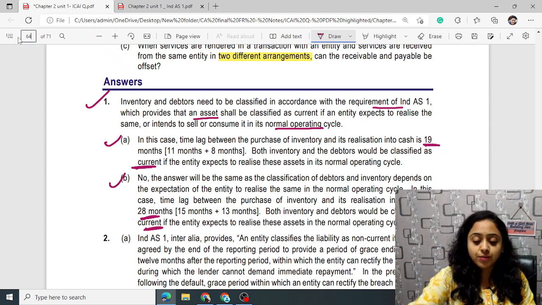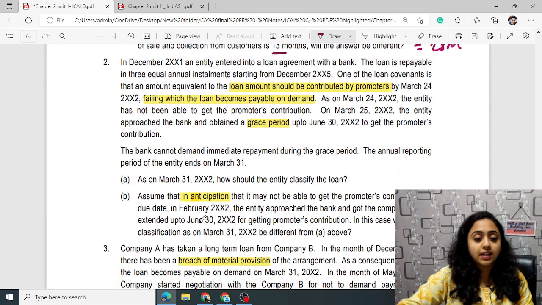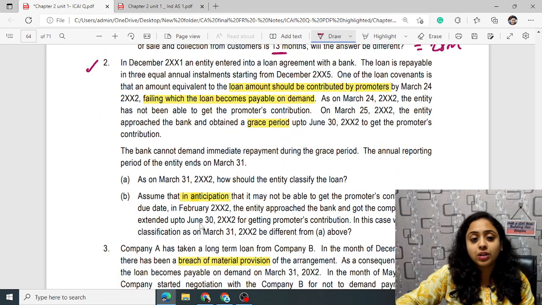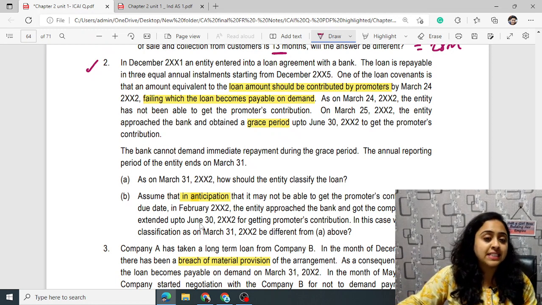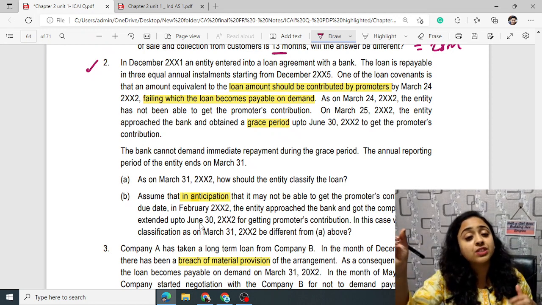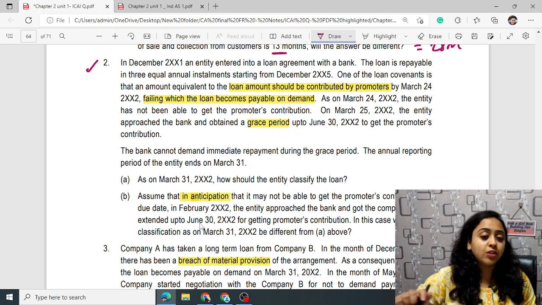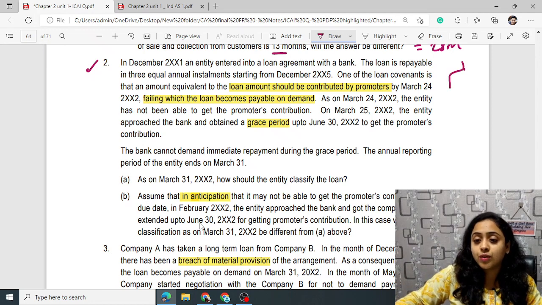Page number 64, question number 2. In December 2001, an entity entered into a loan agreement with a bank. The loan is repayable in 3 equal annual installments starting from December 2005. See, this is very similar to what we have done in the example. There was a 15 lakh bond, 5 lakh was payable and the 10 lakh was recorded as non-current. The 5 lakh that was payable within a year was recorded as current. So you will be doing a bifurcation of current and non-current.